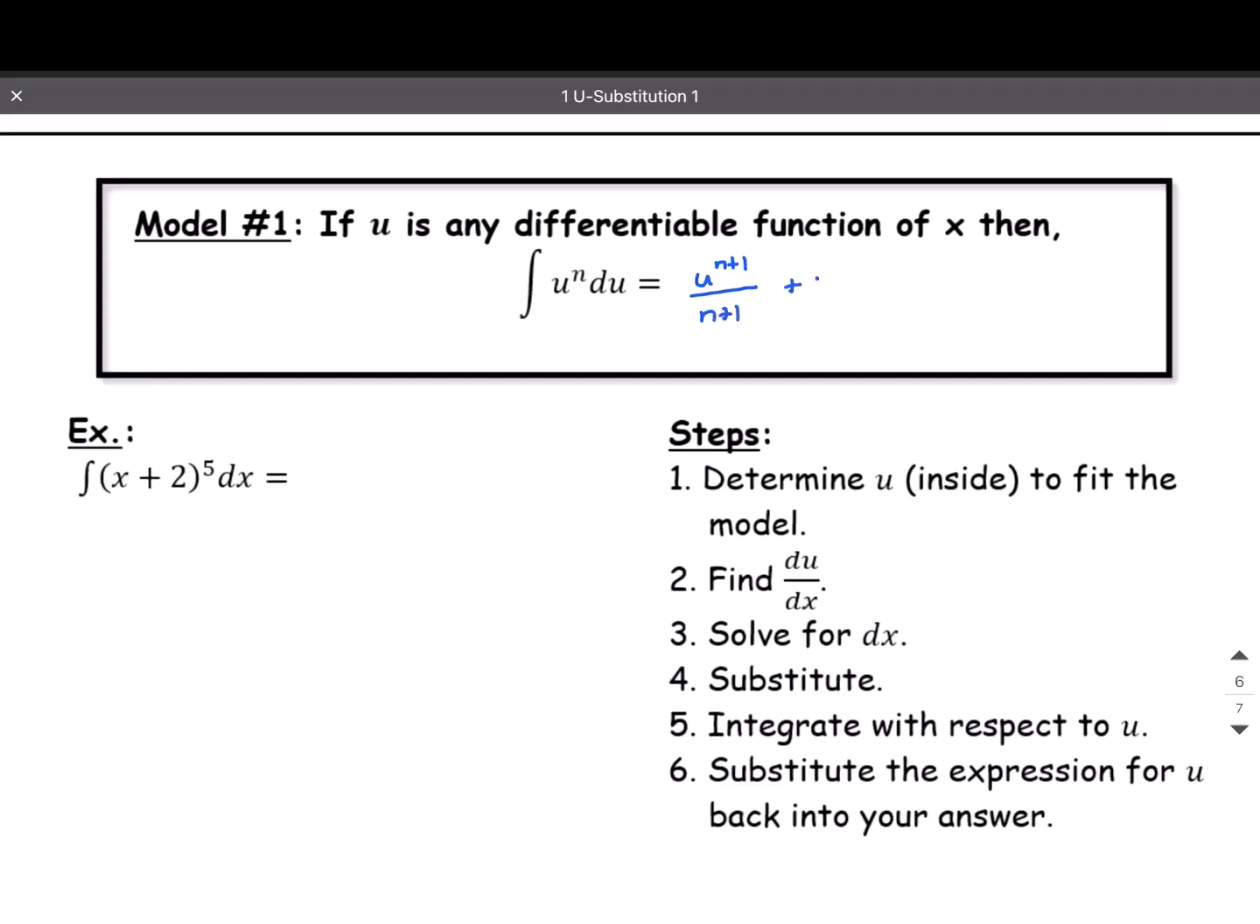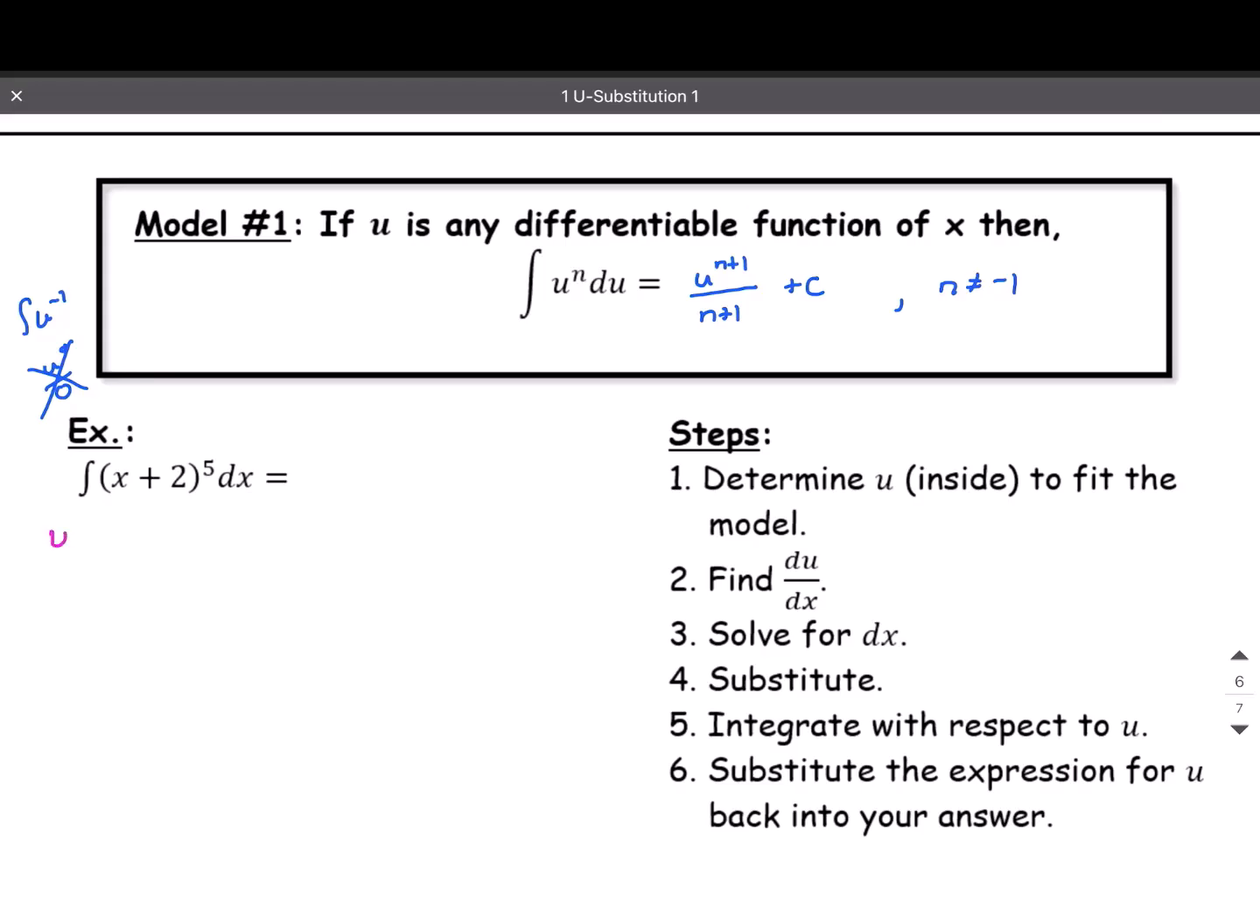Don't forget your plus c, but remember, this does not work if n is -1, because if the original was u to the -1, if you add 1 to that, it's u to the 0 divided by 0. You can't do that. So this does not work when it's u to the -1 du. That's something else. Okay? So anytime you have something raised to a power, you're going to let that inside be the u.